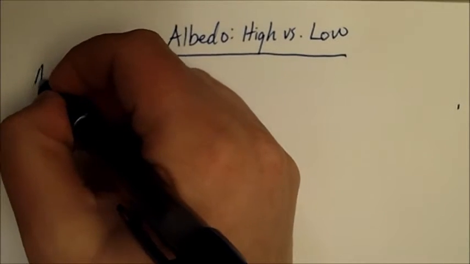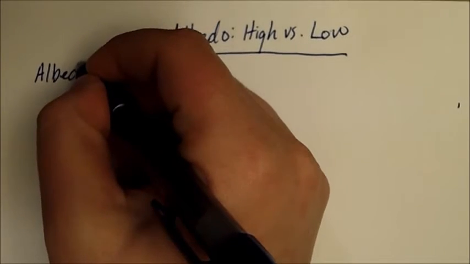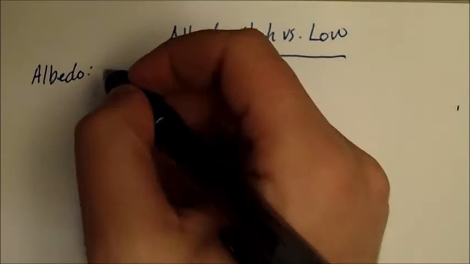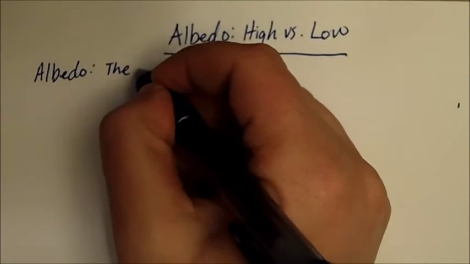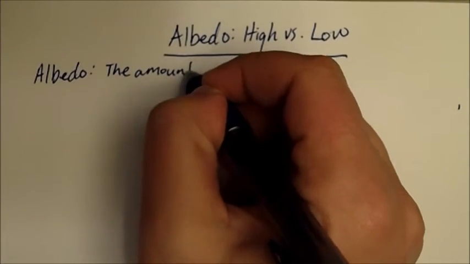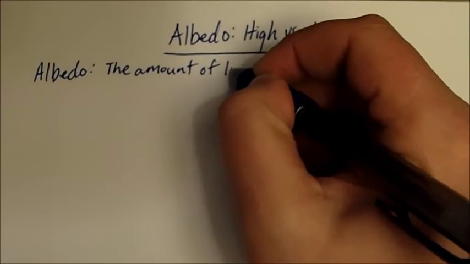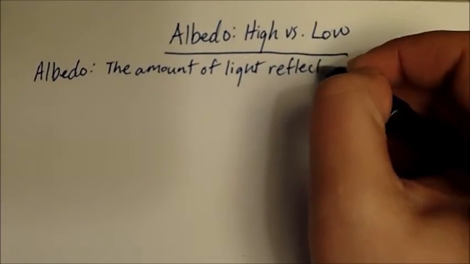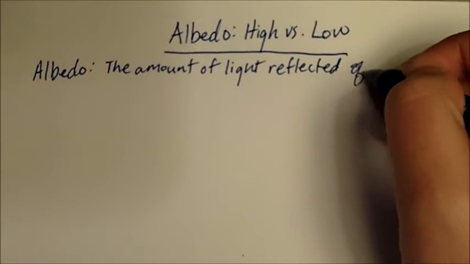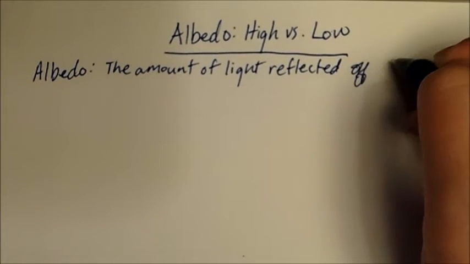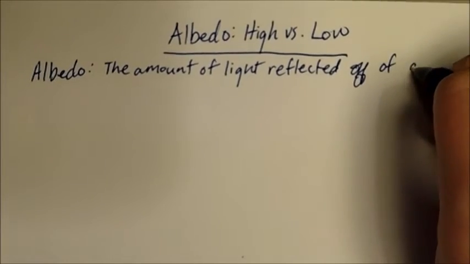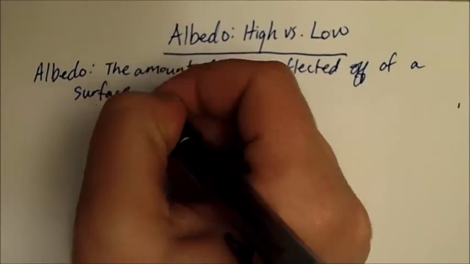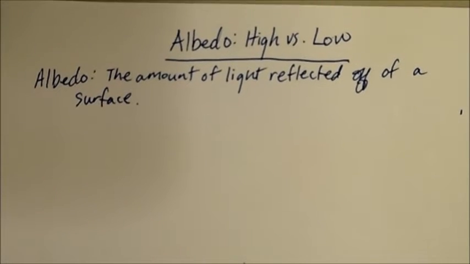So albedo is the amount of light reflected off of a surface. So the surface we're dealing with here is the surface of the Earth.